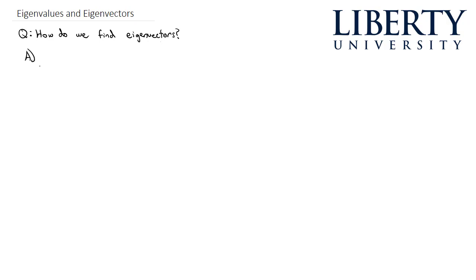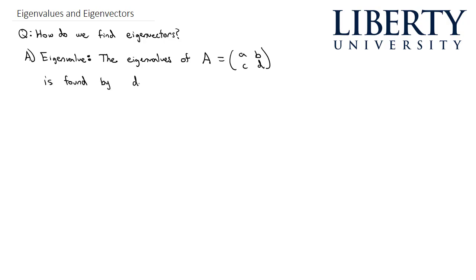The idea is first we have to find these things called eigenvalues. And what we're going to say is the eigenvalues of the matrix A, where A is a matrix with elements a, b, c, d, all lowercase, is found by taking the determinant of our matrix A minus the scalar lambda times what's called the identity matrix. Now, that's a bunch of linear algebra speak.